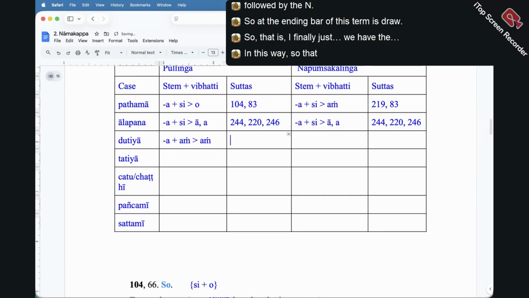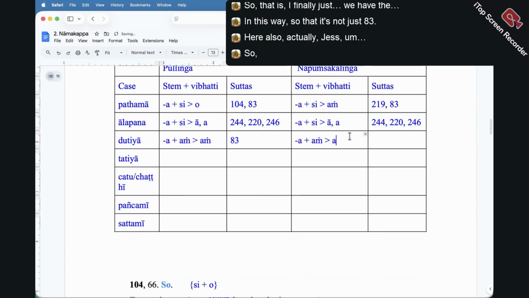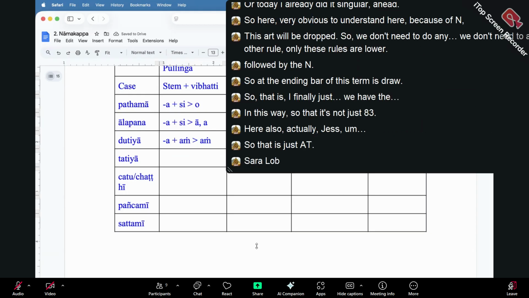So that is just 83. Here also actually just 'am'. So that is just 83. Sralopo Madesa Bajyate Mi, Sralopetu Pakati.